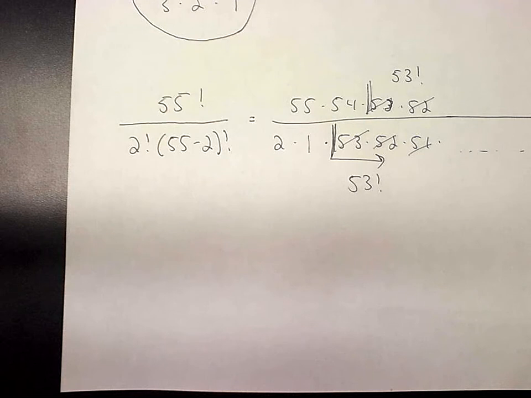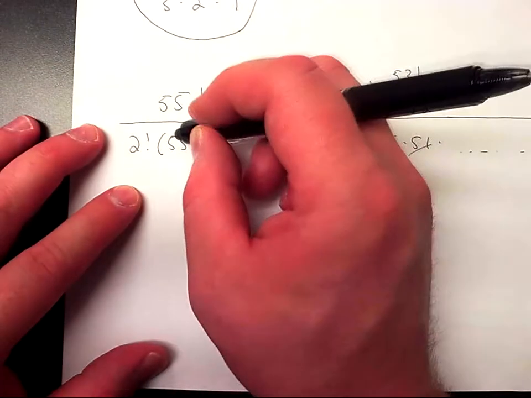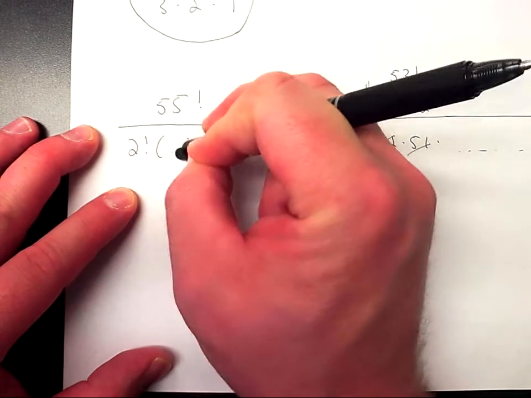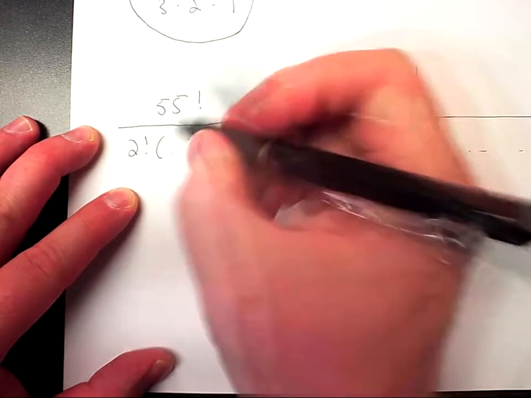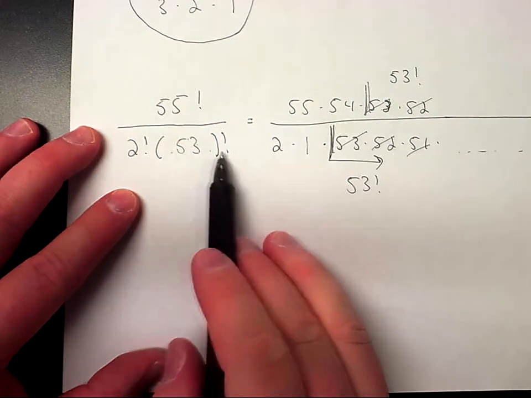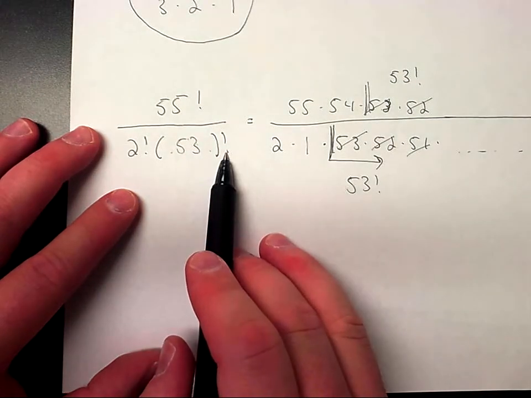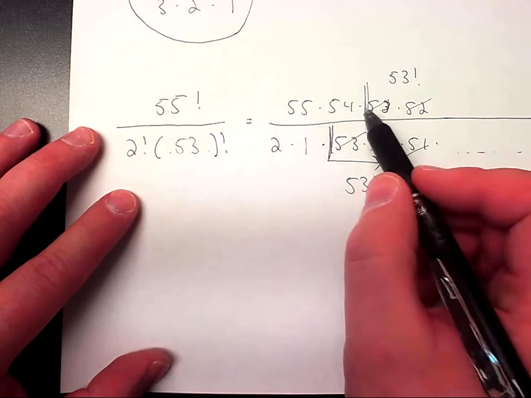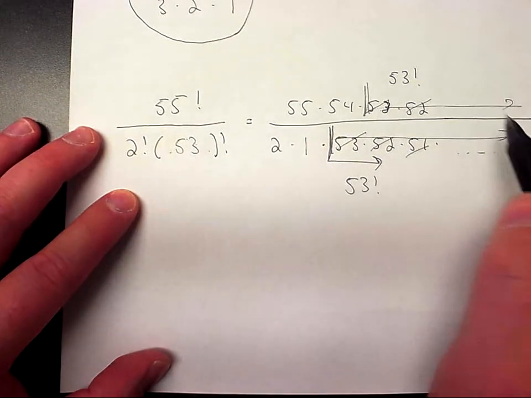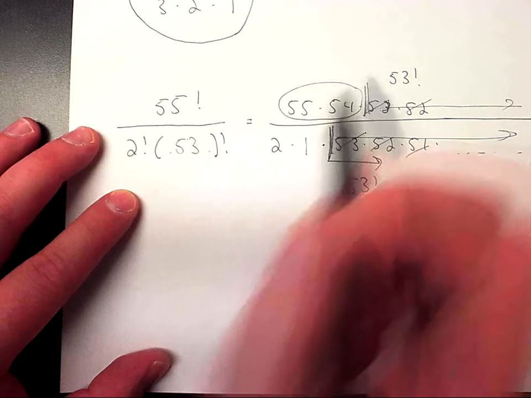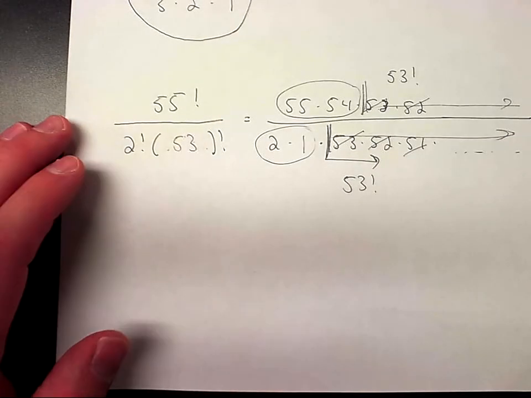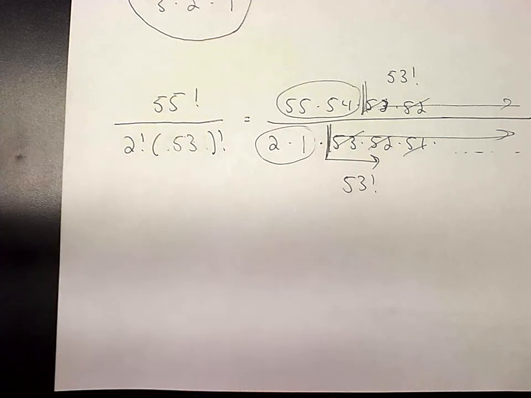So what I can really just do is say, I know that 55 minus 2 is equal to 53. And if I'm going to have 53 factorial here, and I know that that's part of this, I might as well just immediately say, I'm going to cross all of these out. So let me just stick with 55 times 54 right here, and 2 times 1 right here, and then I'll be done with it. Does that make sense? Yes.